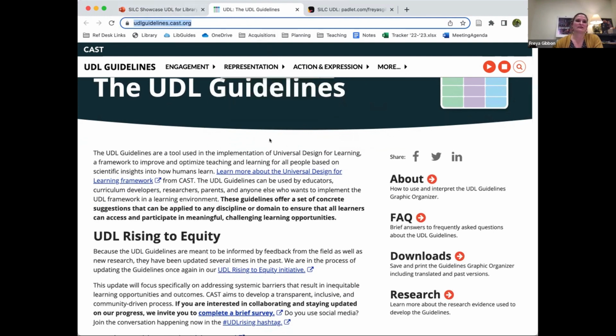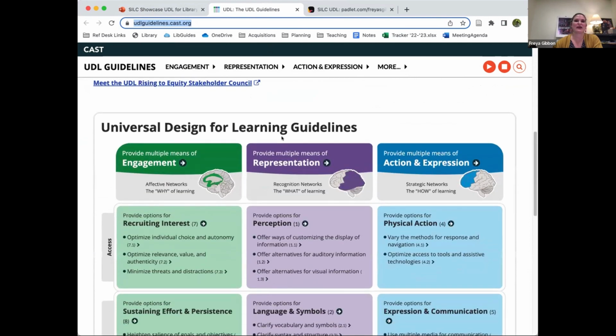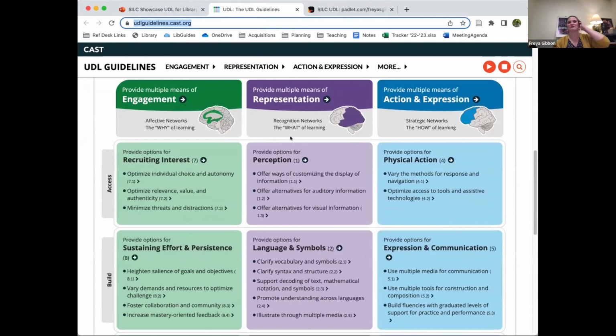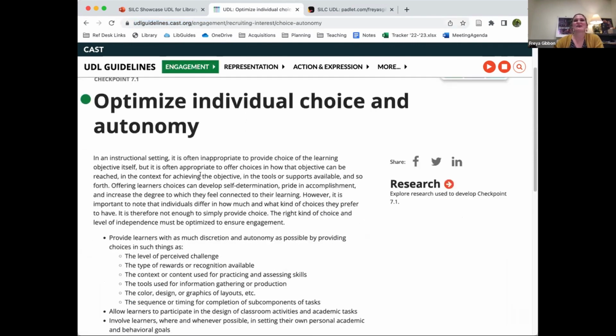But one of the things that is nice about CAST and the way that they're presenting information about what UDL is and suggestions for how to use the framework in instruction is that they do have this as a visual layout, recruiting interest, as you see these main principles that they have, their guidelines, and then these granular details of their checkpoints.